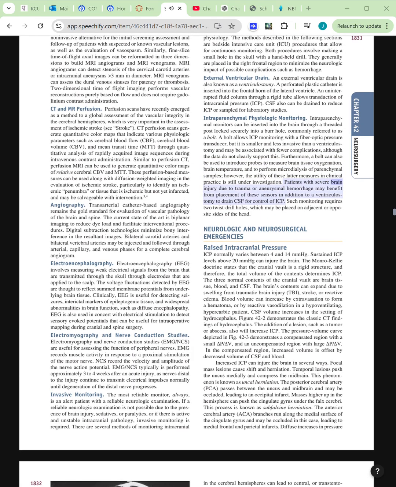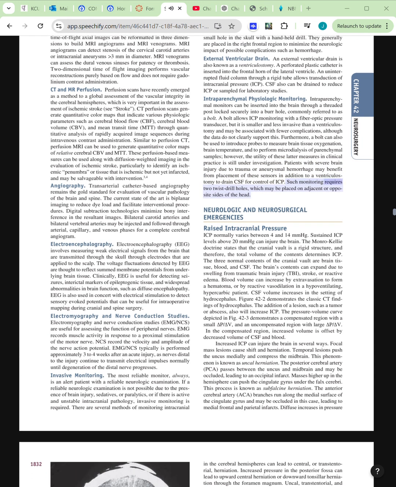Patients with severe brain injury due to trauma or aneurysmal hemorrhage may benefit from placement of these sensors, in addition to a ventriculostomy to drain CSF for control of ICP. Such monitoring requires 2 twist drill holes, which may be placed on adjacent or opposite sides of the head.